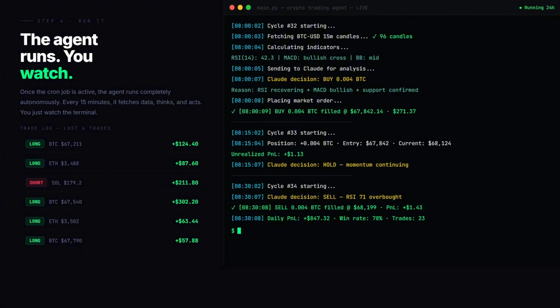2 seconds later, Claude says buy 0.004 Bitcoin. Reason: RSI recovering, MACD bullish, volume above average, support confirmed. The executor places the order. Filled at $67,842. 15 minutes later, Claude says hold, momentum continuing. 30 minutes later, RSI hits 71. Claude says sell. Order filled, profit logged. The agent does this 96 times a day. You just watch the numbers.